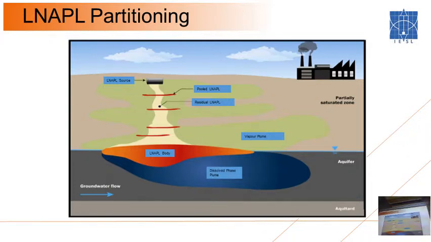So this makes our problem more complex, because initially we had to deal with just one type of body, or one phase, but now we have a multi-phase system. And also this type of partitioning, as I explained in the previous slide, gives several different exposure scenarios for chemicals entering the human body.